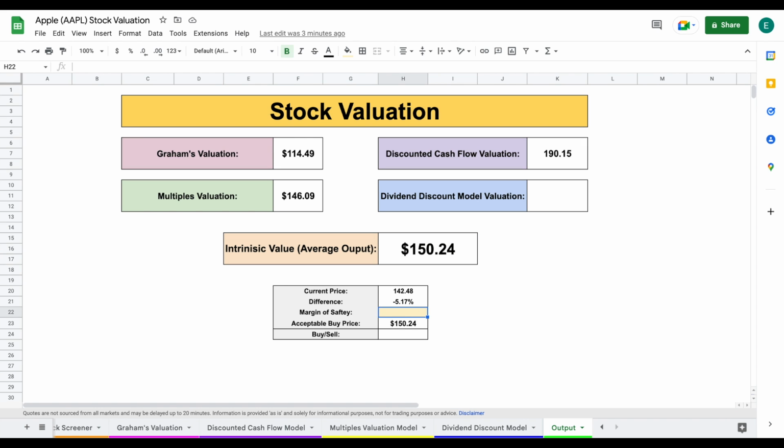So let's say we apply a 10% margin of safety. Based upon this, we can see our acceptable buy price for the company would be $135 per share, meaning now is not a good time to buy the stock. Let's say we want to apply a 20% margin of safety. Based off of that, our acceptable buy price would be $120 per share, and it would still not quite be a stock we want to buy.